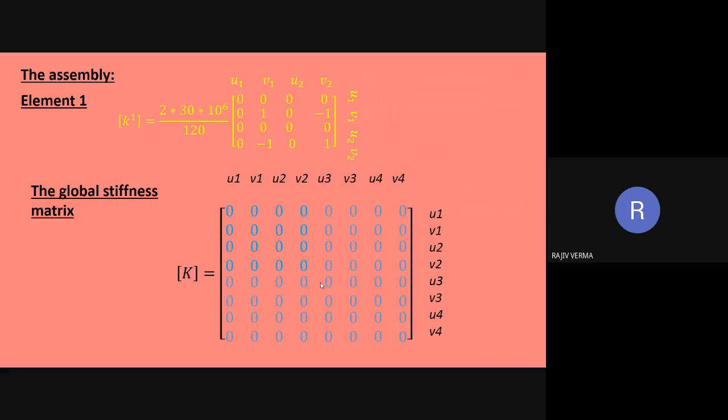So we start with a 0 matrix of size 8 by 8. Also notice that the global degrees of freedom have been written in the global stiffness matrix. Global degrees of freedom are U1 V1, U2 V2, U3 V3 and U4 V4. These global degrees of freedom represent a row also, and a column also. And then we are going to transfer the stiffness matrix for element number 1 to the global stiffness matrix.